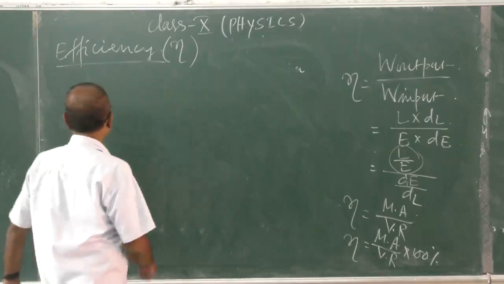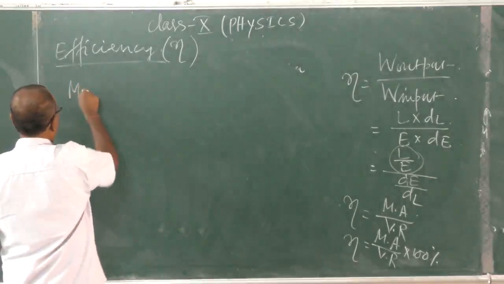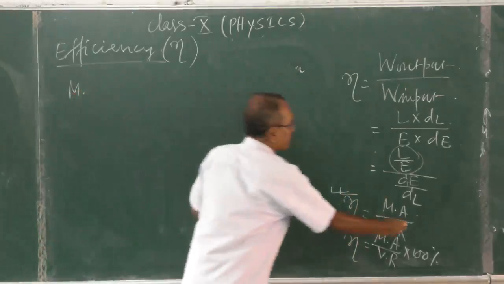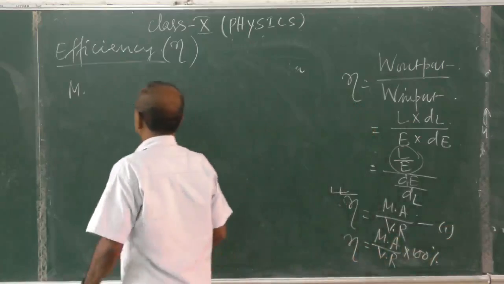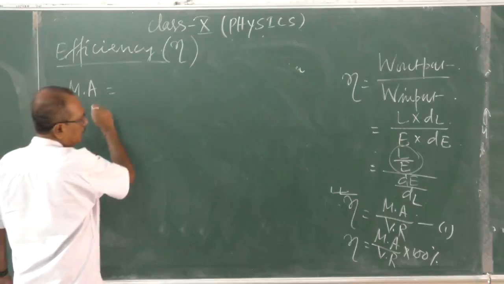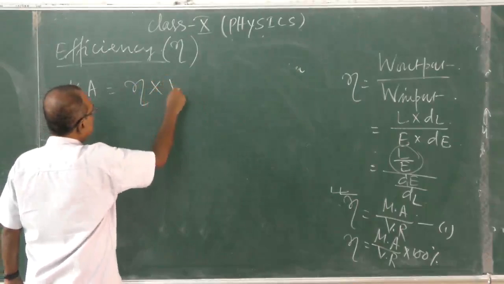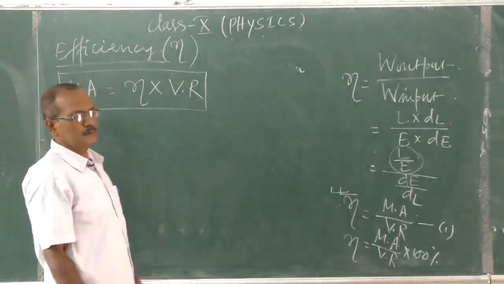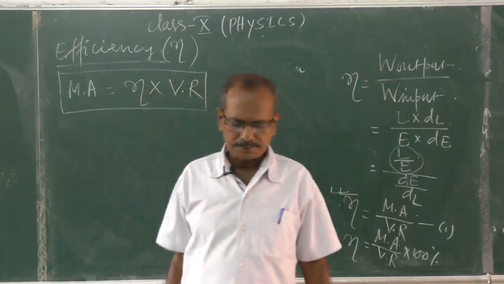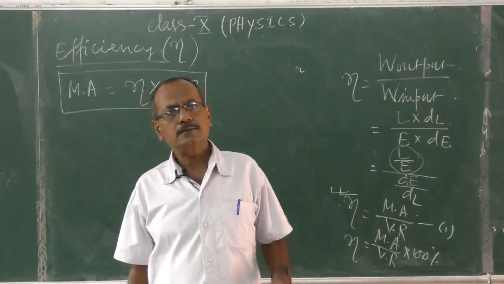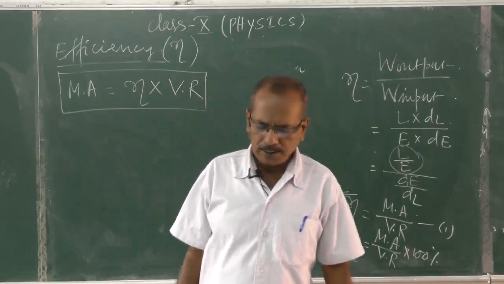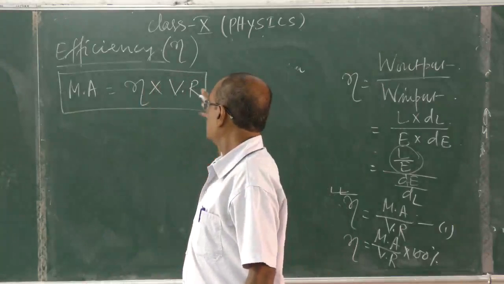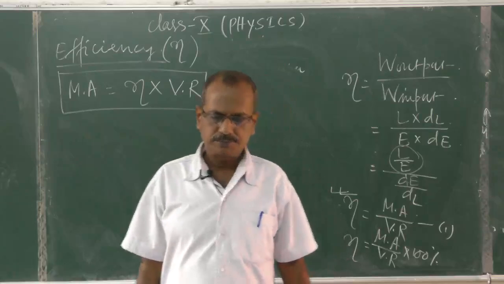So therefore MA from this equation, I am writing 1. So MA, mechanical advantage, equal to eta into VR. Another way we can write mechanical advantage: mechanical advantage of a machine is equal to the product of its efficiency and velocity ratio.